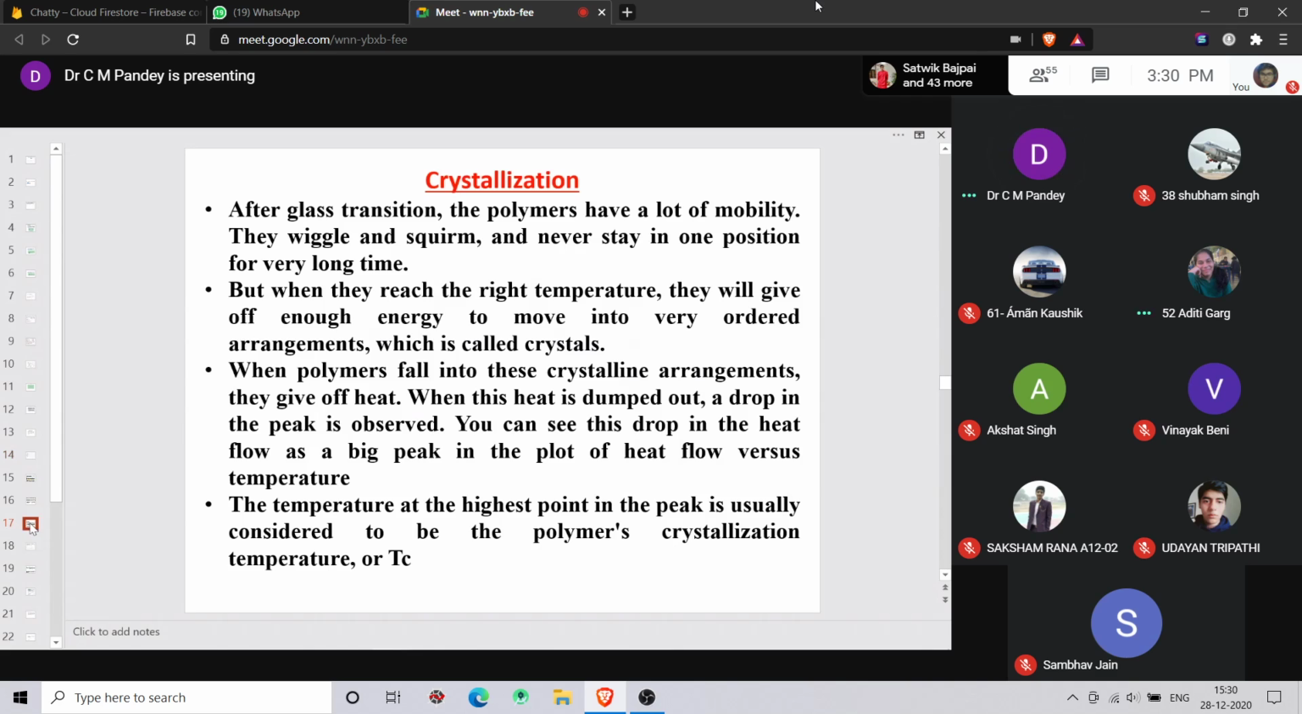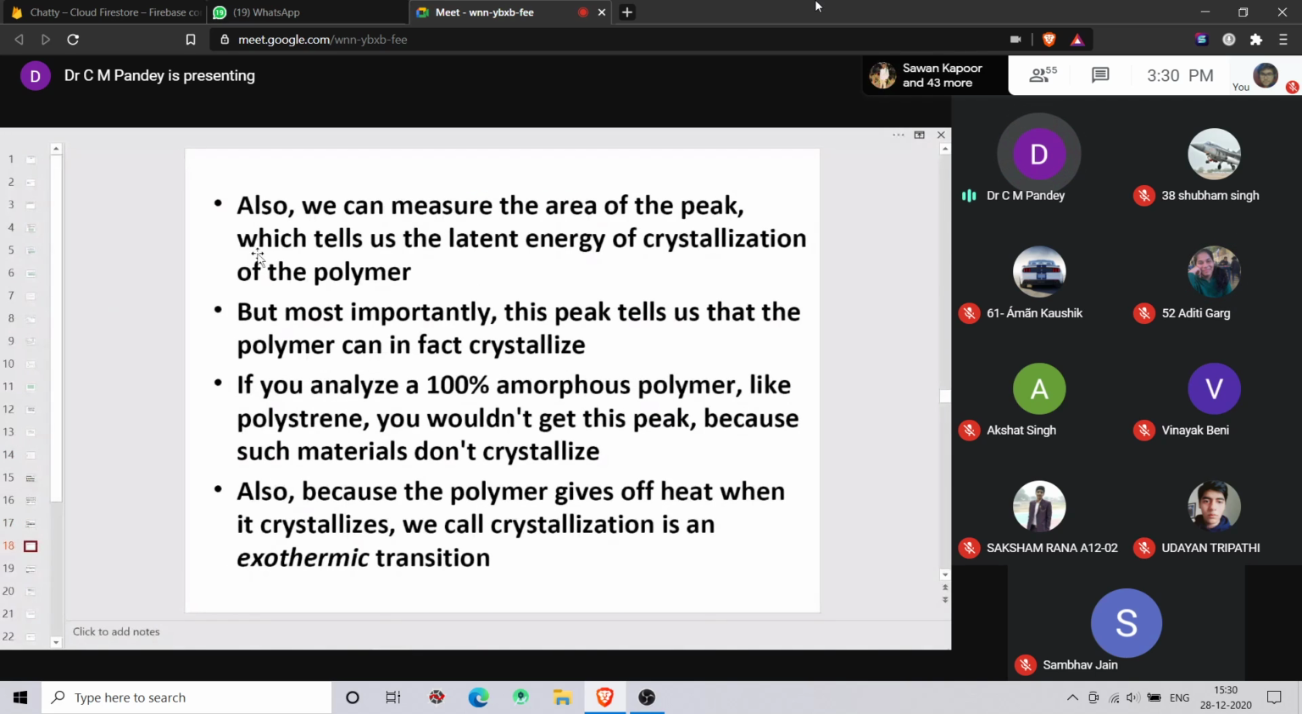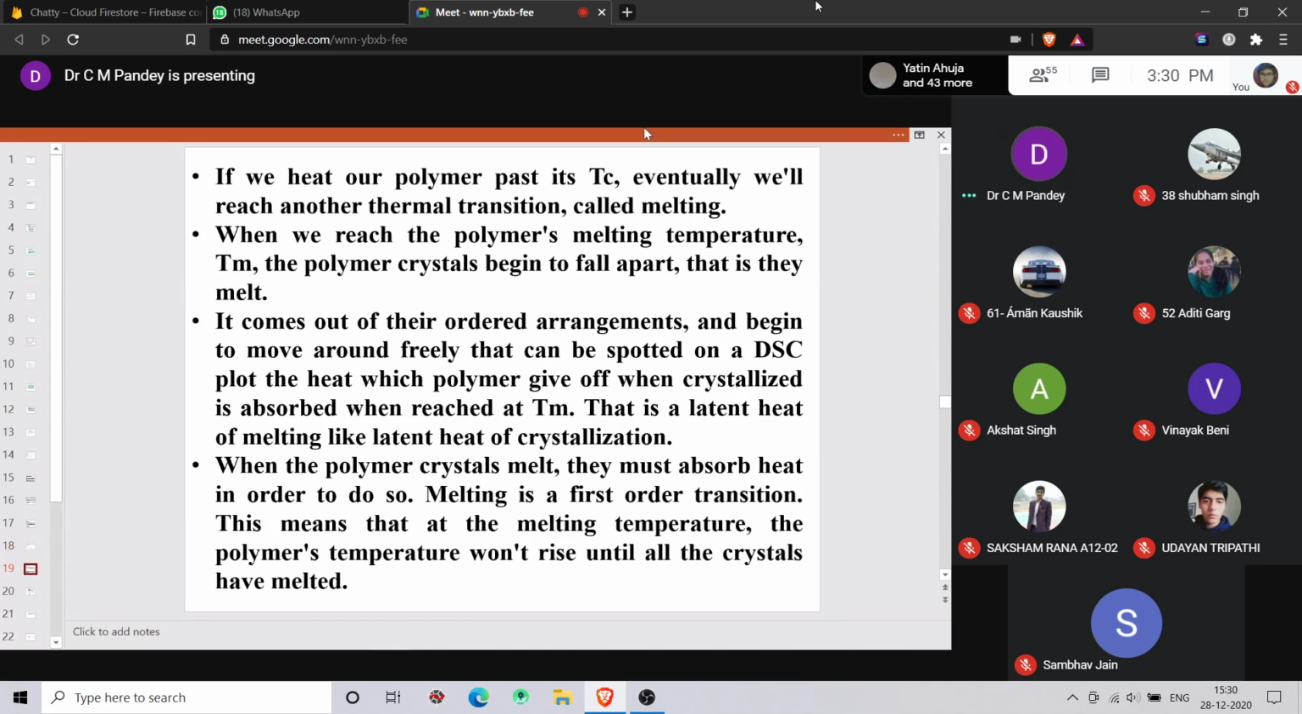Yes, sir. So from the crystallization peak, we can measure the area of the peak, which tells us about the latent heat of crystallization of the polymer, right? And if you analyze a 100% amorphous polymer like polystyrene, you will not get this peak because such material doesn't crystallize. And because the polymer gives off heat when it crystallizes, we call crystallization an exothermic transition. Now, if we heat our polymer past point Tc, we will reach another thermal transition known as the melting.